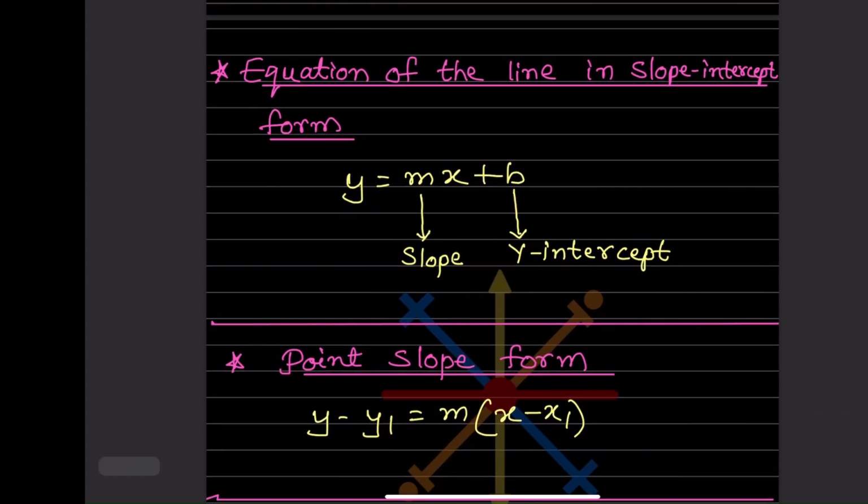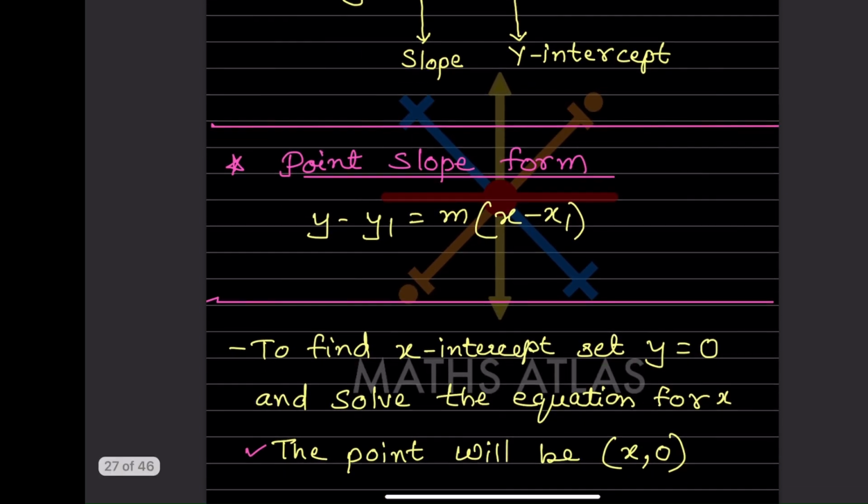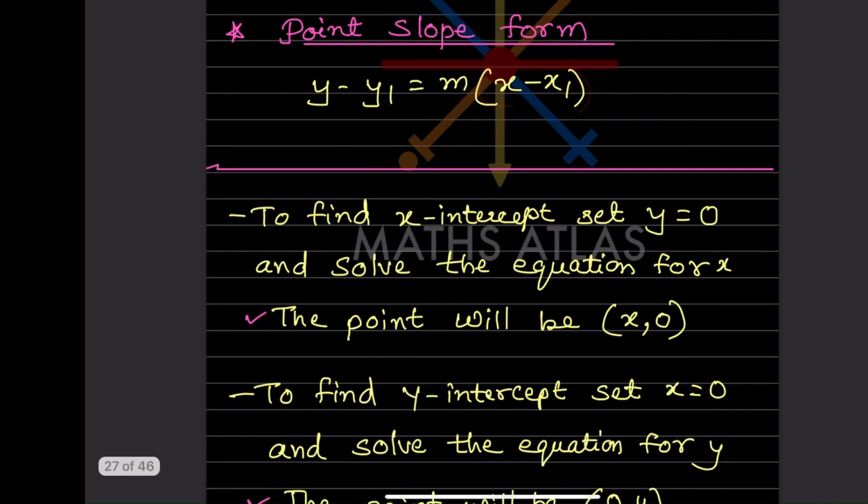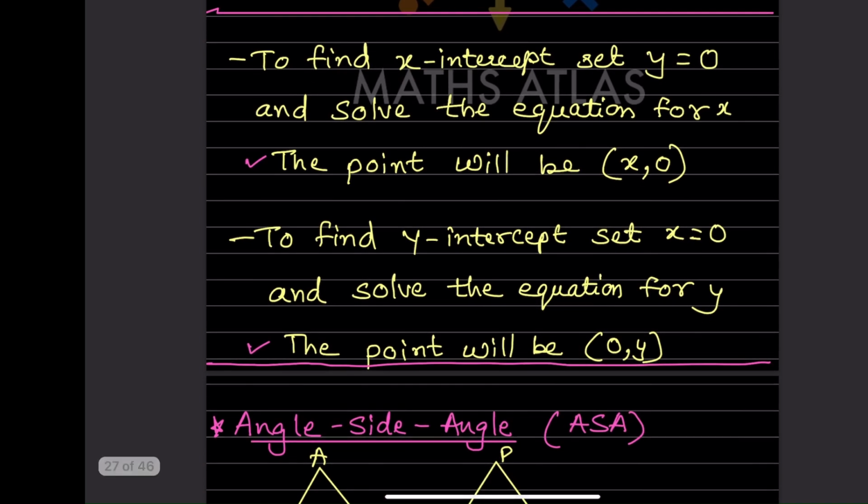The equation of the line in slope-intercept form. Whenever there is a slope-intercept form, it should be y is equal to mx plus b, where m is the slope and b is the y-intercept. So y is mx plus b. Then for the point-slope form, y minus y1 is m times x minus x1.